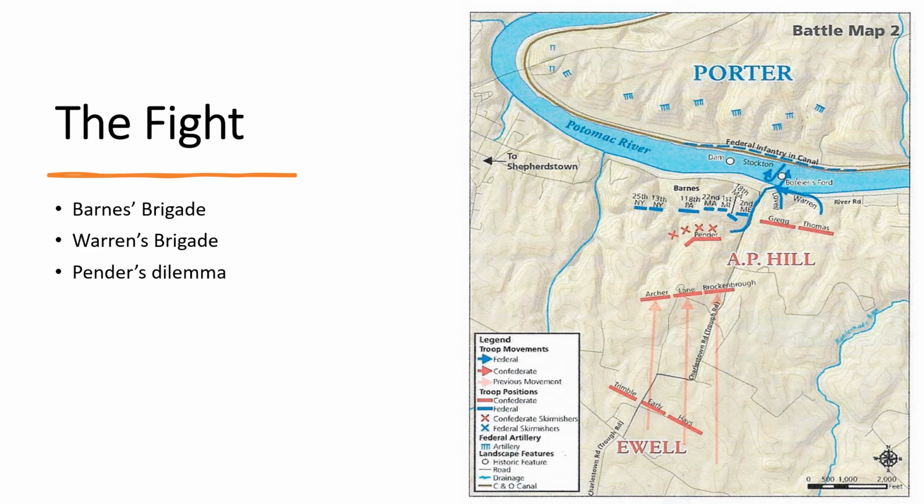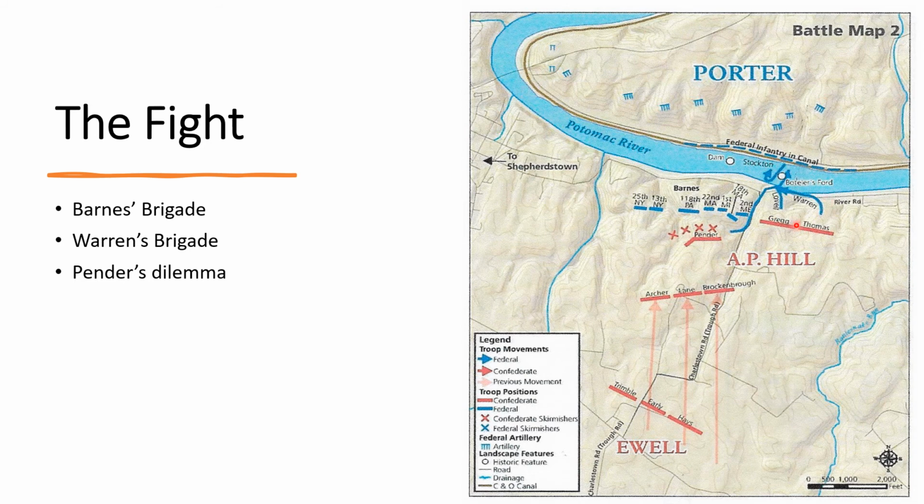Colonel James Barnes' brigade at the time was marching toward Shepherdstown. Barnes' brigade was ordered to return to cover Lovell's right flank as he withdrew. General Gouverneur Warren's brigade crossed the ford and deployed on Lovell's left.